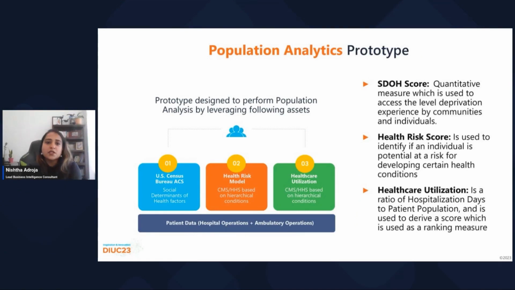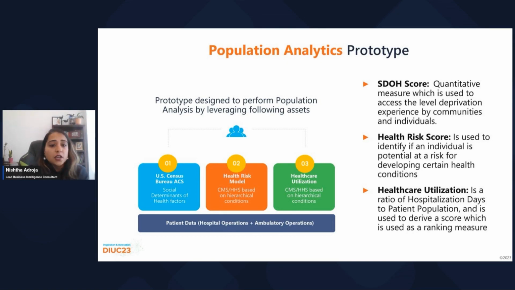Now, this prototype is designed to perform population analysis, which is the examination of a specific group of individuals within a larger population. We have considered patient data that is coming from hospital operations and ambulatory operations, and we have considered the demographic information. And we have leveraged three assets.